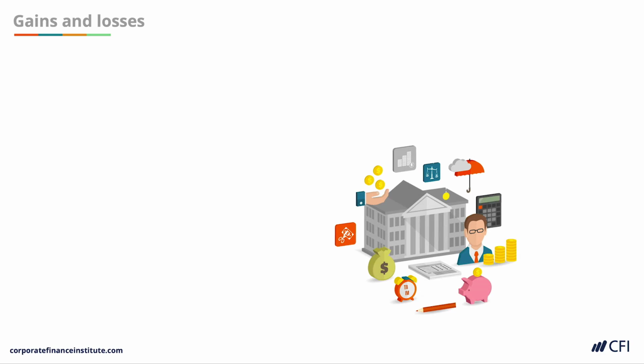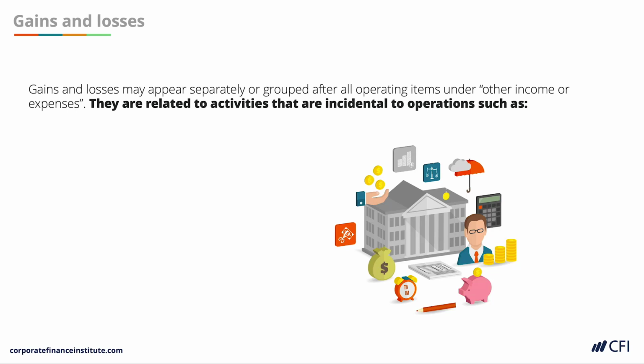One final income statement item to draw your attention to is related to gains and losses. These may be shown separately or may be grouped under other income and expenses and appear after all operating items are presented. Gains and losses are related to activities that are incidental to the operations of the business. They include such things as a gain or loss that occurs when an investment or a piece of equipment is sold.